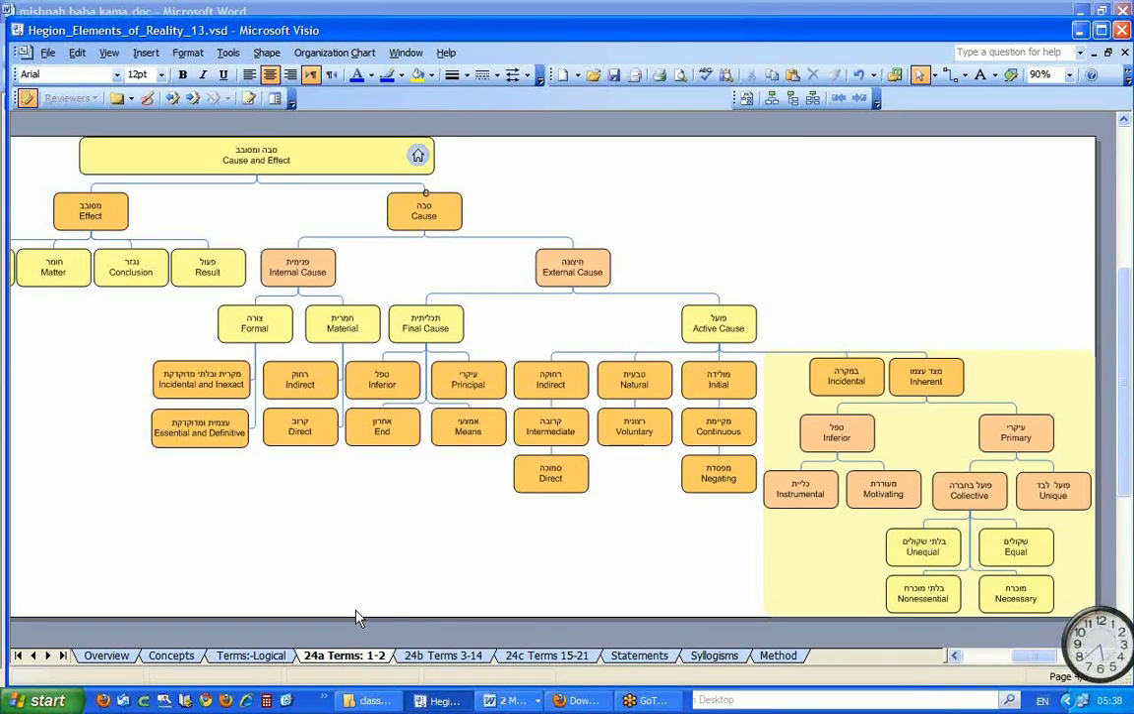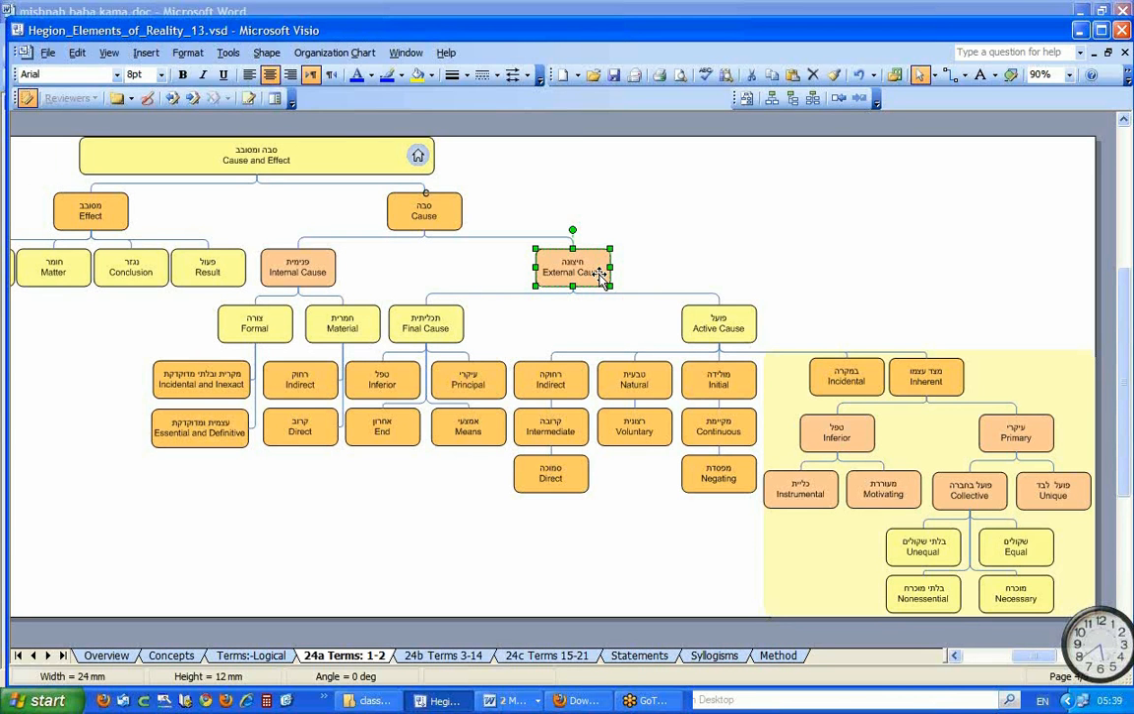In cause, the Ramchal breaks down cause into two basic units. The first one is what he calls the external cause. And the second one is what he calls the internal cause. The external cause is anything that's outside the etzem, the thing itself. For instance, if a person creates a pot, okay? The person is outside the pot. He's not inside the pot. So he's external to it. The result, or excuse me, internally is the vessel that he created.